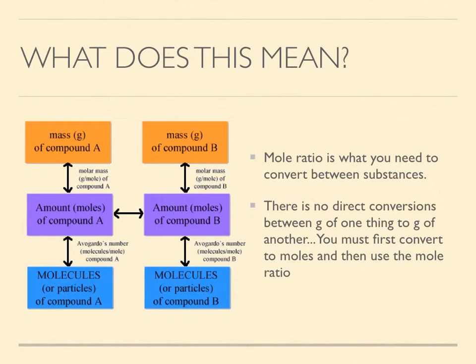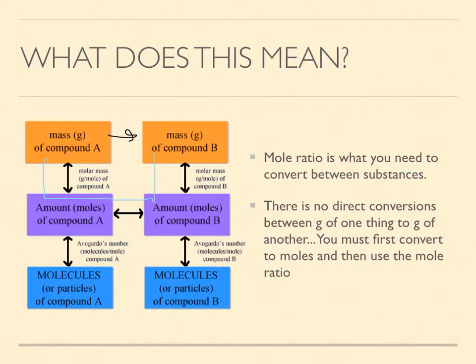So what this all means then, and I pulled back the graphic from the combined mole map because the mole ratio is the only thing that you can use to convert between substances. So if you look at this roadmap, you'll see that there's no arrow to go from mass of compound A to mass of B. So you can't go from grams to grams directly. It is actually a 3-step process. So you would need to go from mass of A to moles of A to moles of B to mass of B in order to determine the number of grams that would react.